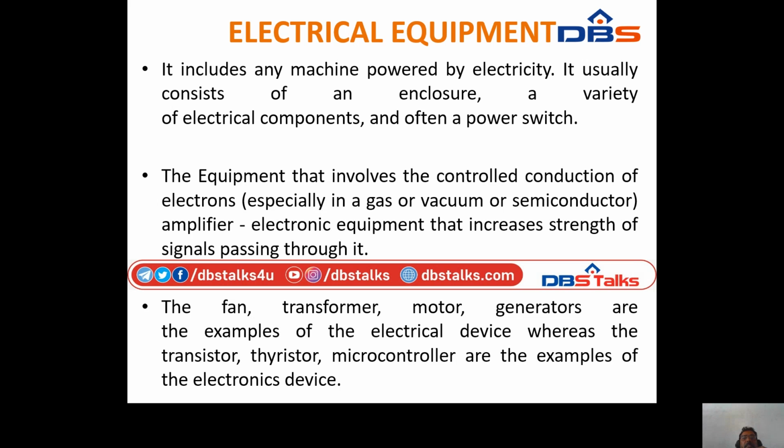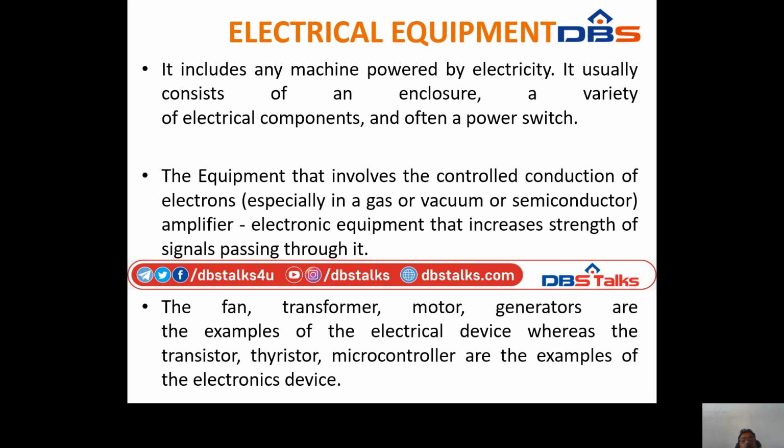Electrical equipment. It includes any machine powered by electricity. It usually consists of an enclosure, a variety of electrical components, and often a power switch. The equipment involves the controlled conduction of electrons, especially in a gas or vacuum or semiconductor.